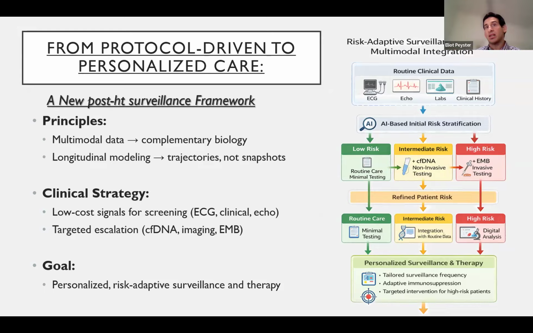Low-cost signals like ECG, clinical data, and echoes should be used for screening, identifying those low-risk patients early and separating them from those who will need next-level testing. Then we have higher-cost but non-invasive screening tools like cell-free DNA or MRI, which are ideally suited for intermediate-risk patients. And finally, we have higher resolution invasive tools like the biopsy, which should be used for high-risk groups and when obtained should be leveraged for their full diagnostic and prognostic value rather than just assigning an acute rejection grade. This type of framework, thoughtfully designed by clinicians who know the field, but powered by AI, could enable a much more efficient and informative surveillance ecosystem for our patients.